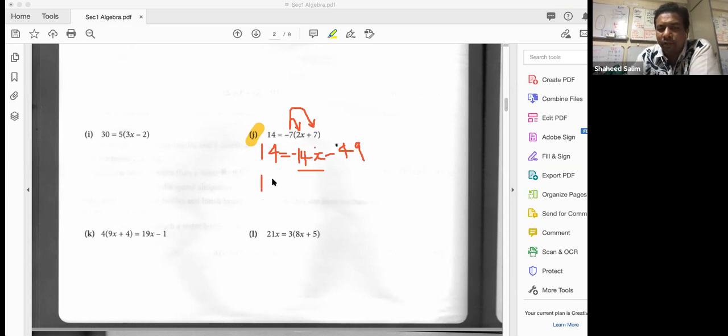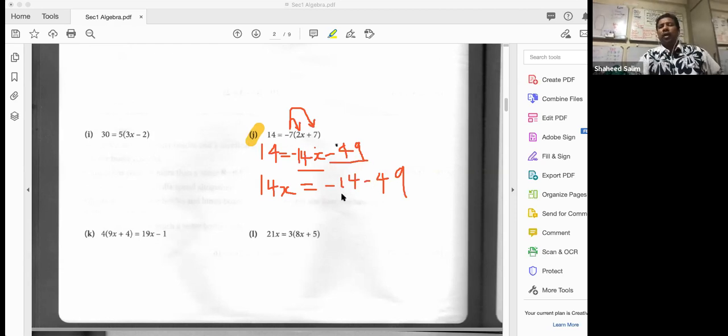Minus 14x, you bring over, becomes plus 14x. And then minus 14 plus 14, you bring over that side, becomes minus 14. Minus 14, minus 49. See, this one is minus 49, right? I keep it the same. So you owe $14, you owe $49, altogether you owe 63. But minus, owe, 14x equals 63.